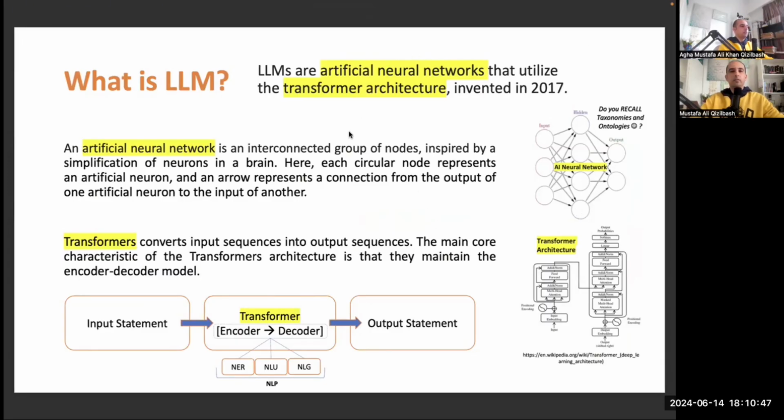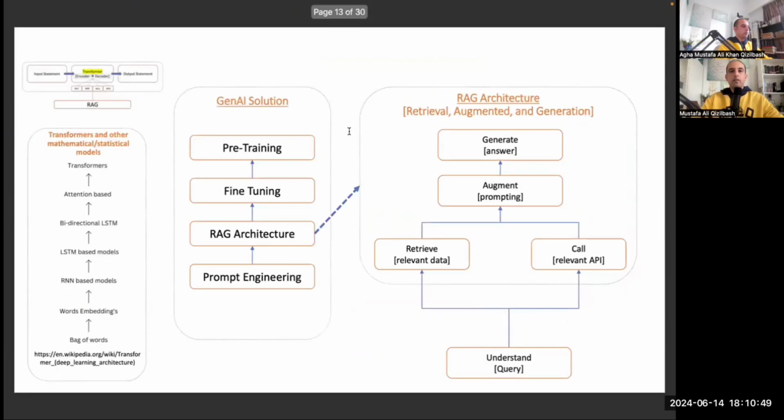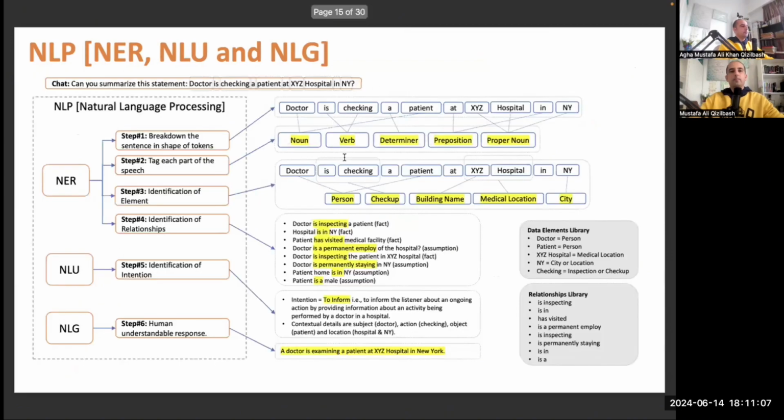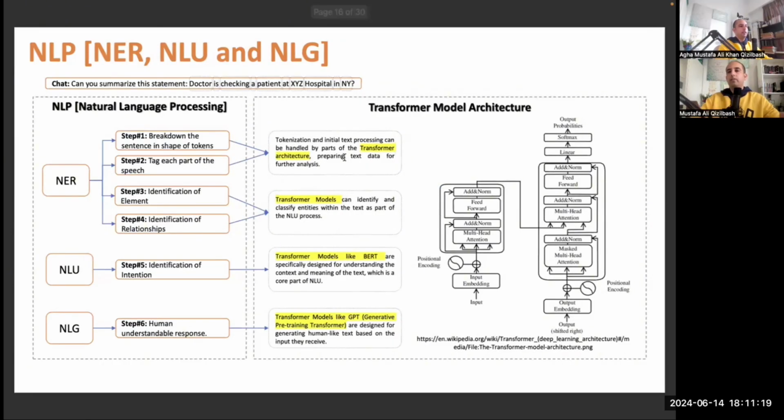Okay, someone joined as well. Thanks for joining. Then how GenAI and RAG architecture work together. Then what is the importance of NLP, NER, NLU, NLG in the world of GenAI? Then a further breakdown of how NER, NLU, NLG all work behind the scenes of an LLM, and how we can map NLP along with the transformer model.